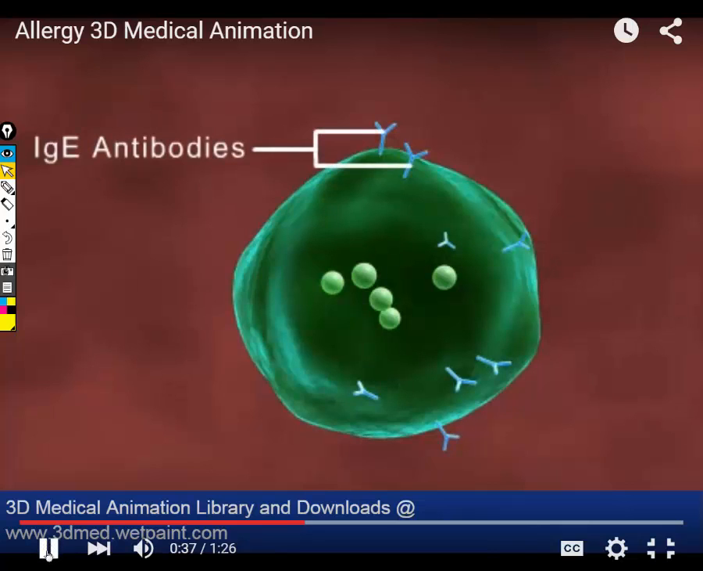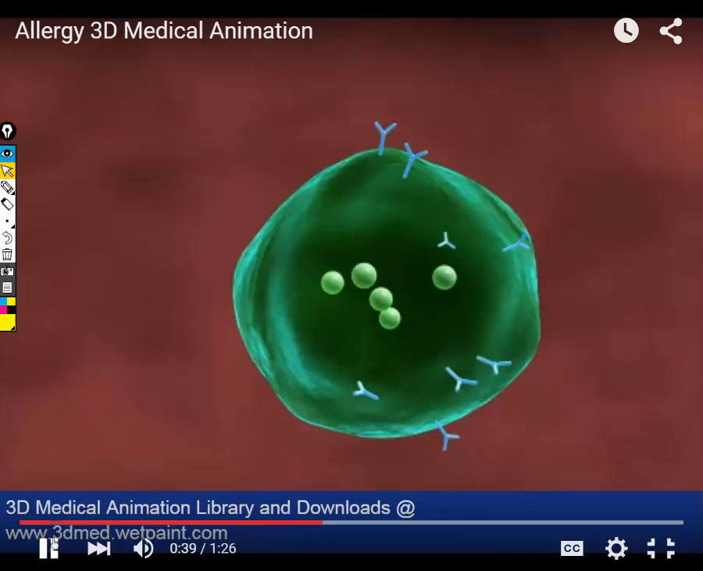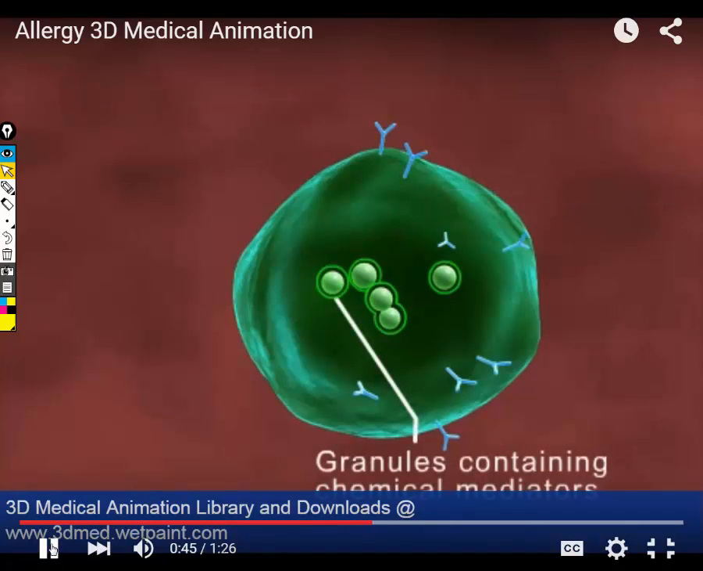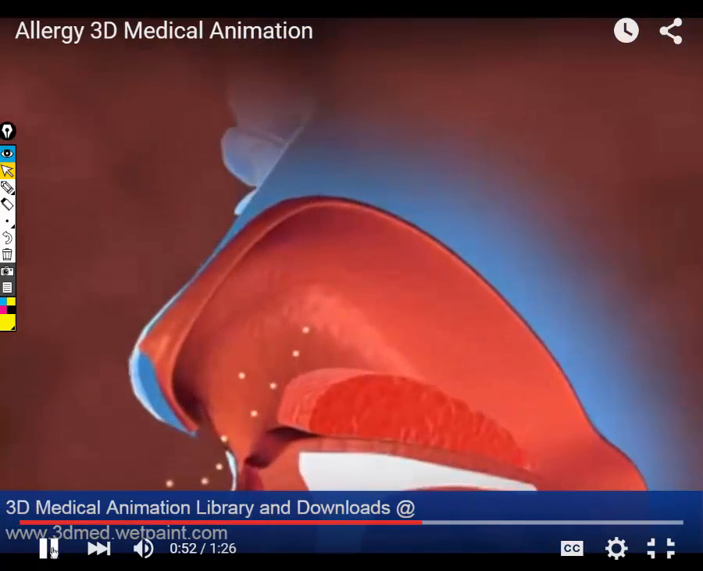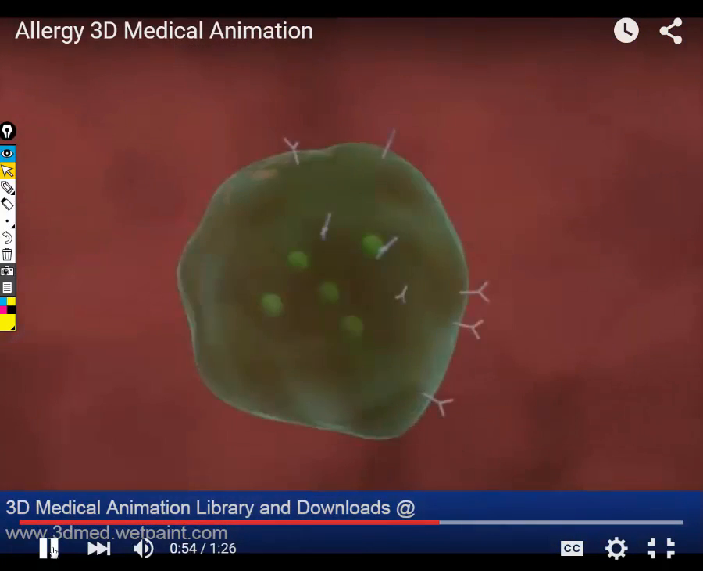IgE antibodies against the allergen, better write this down, are on the surface of the mast cells. The mast cells have granules containing chemical mediators like histamine and prostaglandins, etc. On exposure, the allergen binds to the IgE antibodies present on the mast cells.